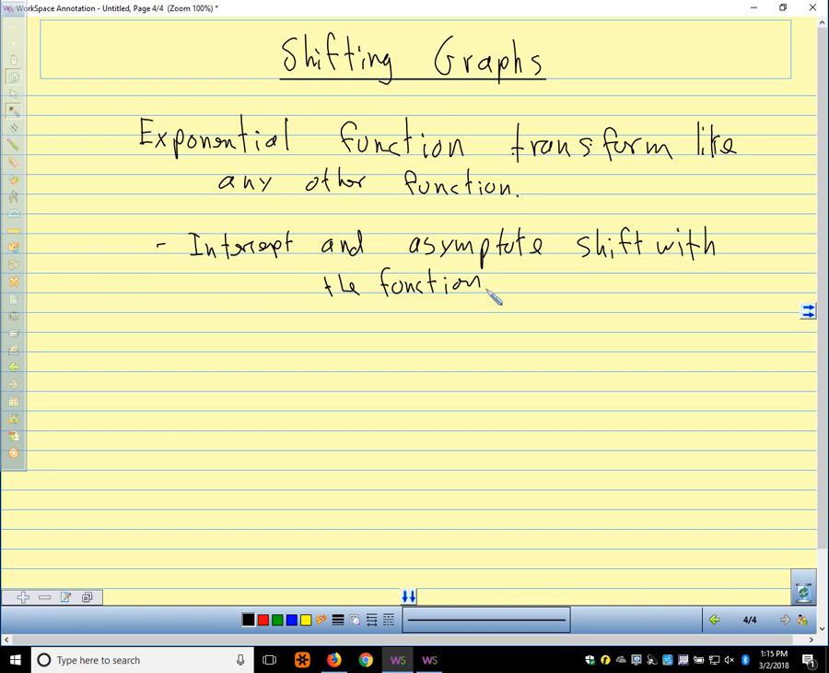So if the function shifts up 1, your asymptote shifts up 1. Your intercept shifts up 1. If your function reflects over the x-axis, the intercept reflects over the x-axis. If you go left 3, up 2, your intercept goes left 3, up 2. Now going left or right doesn't affect the asymptote, but going up would. So you shift the intercept and the asymptote with the function.